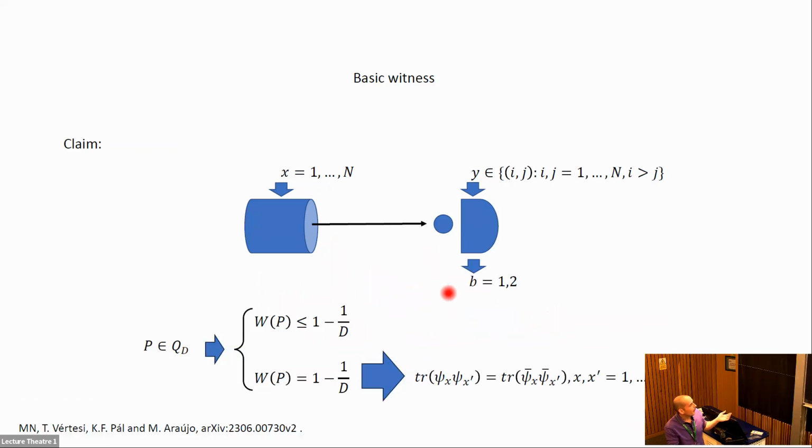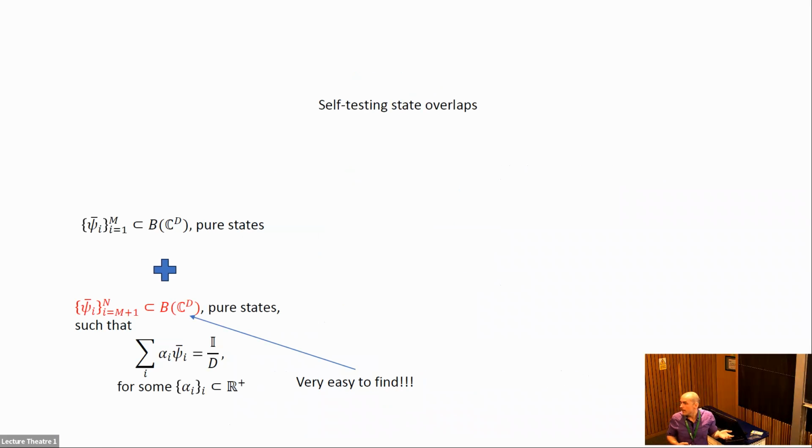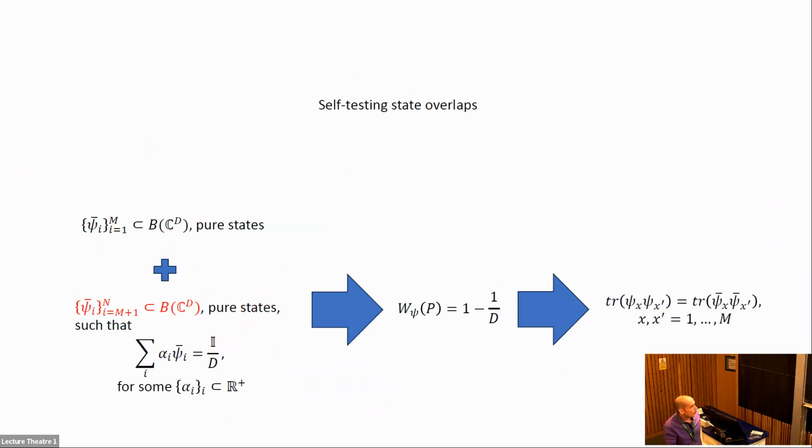So again, to repeat: whenever this witness is bounded by this expression, whenever it's saturated, then you have the same overlaps. This gives you a very simple method to self-test state overlaps. So you have some pure states, and I want to self-test that the states in my experiment have the same overlaps. Okay, so what I do is come up with some other pure states, such that there exist some positive numbers such that this holds. These are very easy to find. I'm not going into detail. Then you construct the witness scenario, and of course, if you get the maximum violation, which you can get in principle, then you know that the overlaps will be the same.